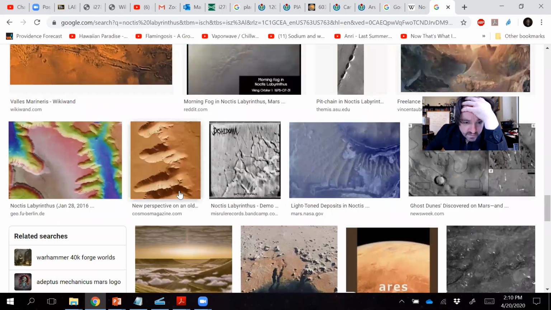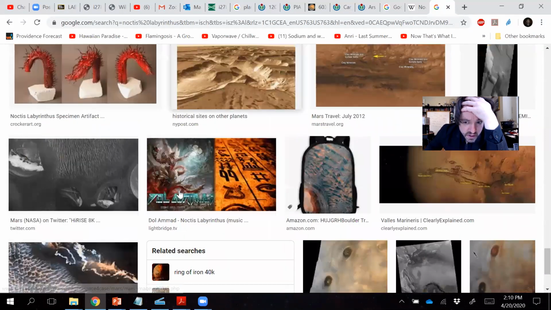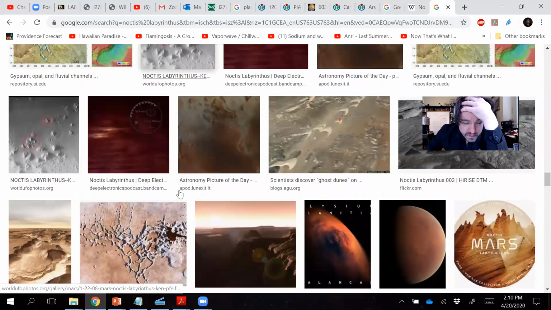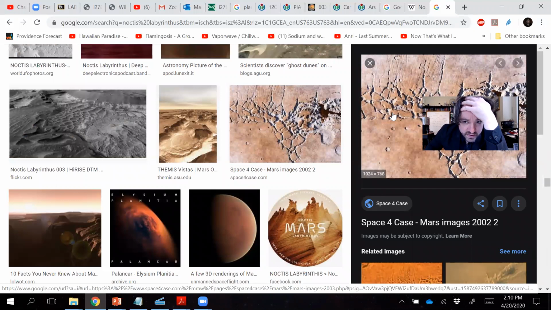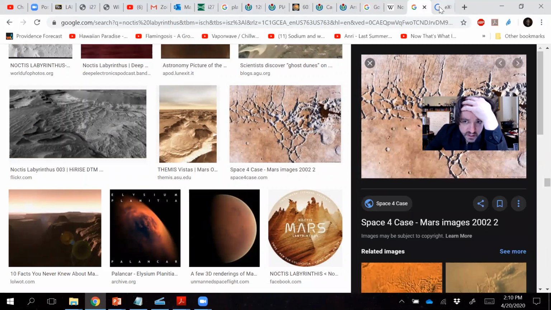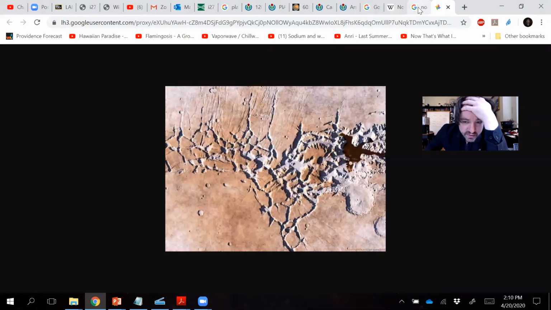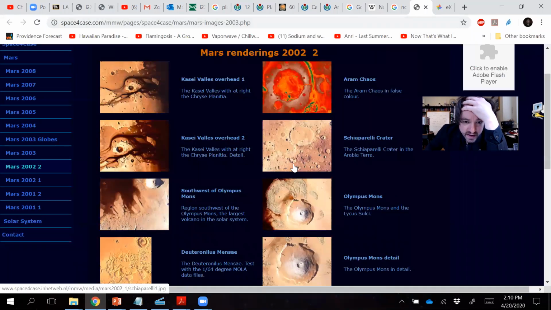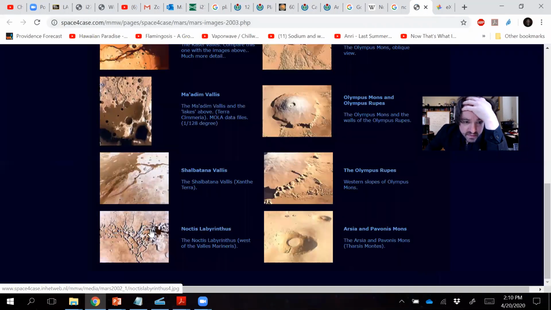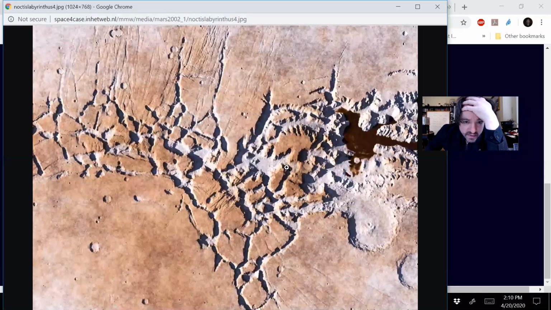I can't believe it's not the first image, because all of these are cool images, but this one in particular is the picture that I wanted to show you guys. Look at what this looks like and try to imagine what it would be like to spend some time down there in the Noctis Labyrinthus. Where'd this go? Okay, here we go.